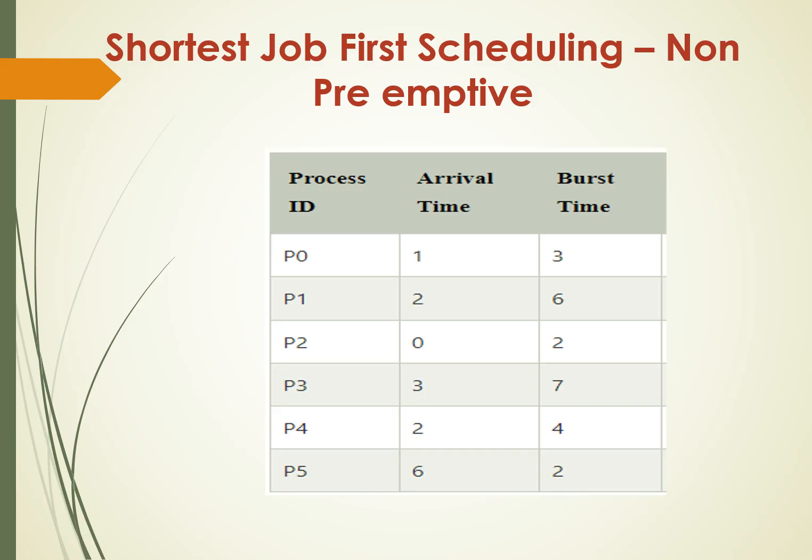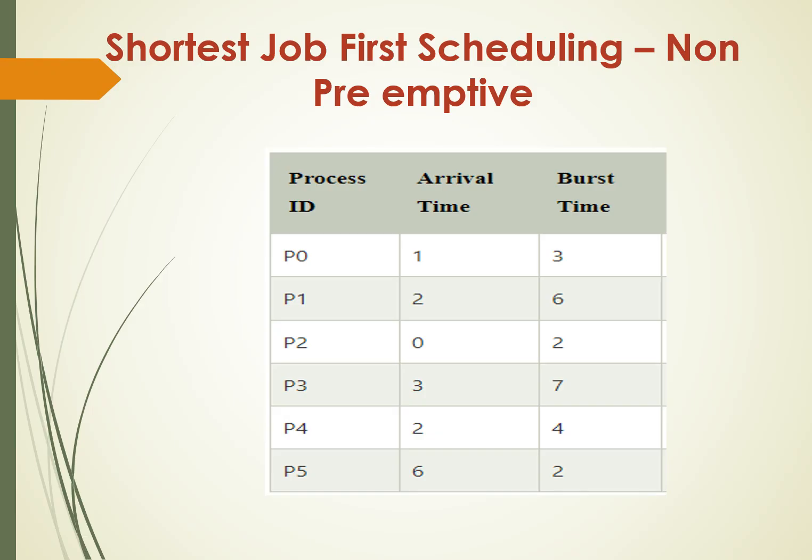So here I have six processes P0, P1, P2, P3, P4, P5, each arriving at different times, and the burst time varies according to their job. If there is no arrival time, you can take the arrival time as zero. That means everyone comes at the same time, that is at zero. So here we have different arrival times.